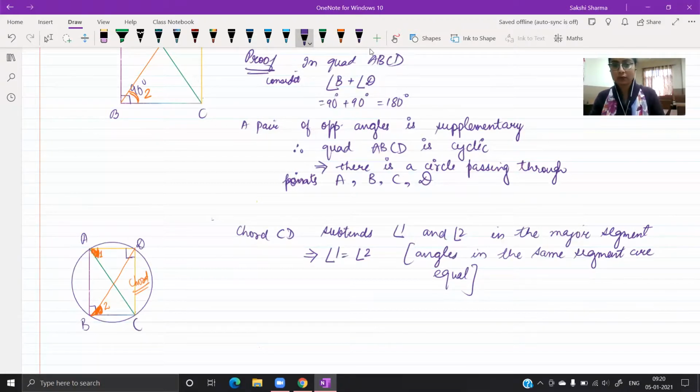That's all with your proof. You can write down angle CAD equals angle CBD.